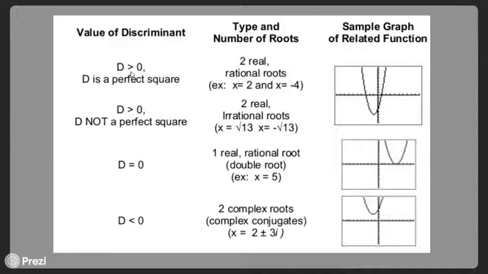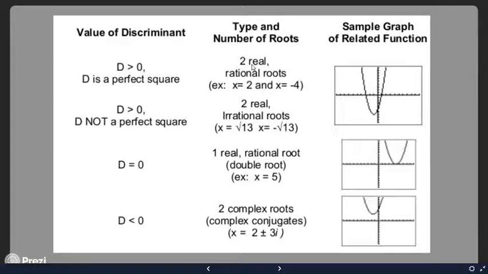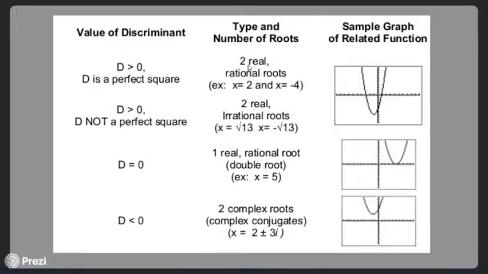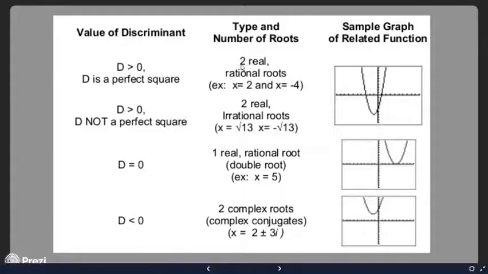Okay, so you're going to end up with a rational answer, which means your answer can be represented with a fraction, and it means you'll end up with 2 solutions, because you're going to have a number plus 2 divided by something, and a number minus 2 over something. Okay, so you'll end up with 2 real rational roots if the discriminant is positive and it's a perfect square. Okay, so that means your graph is going to hit the x-axis 2 times. Okay, and it's going to hit the x-axis at a rational number, so something like 2 and negative 4, for example.